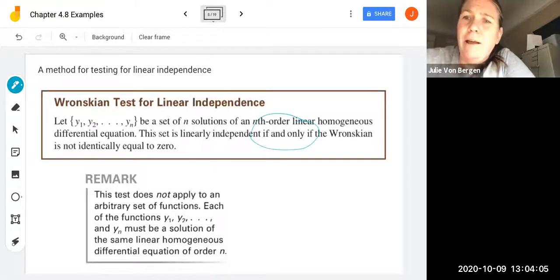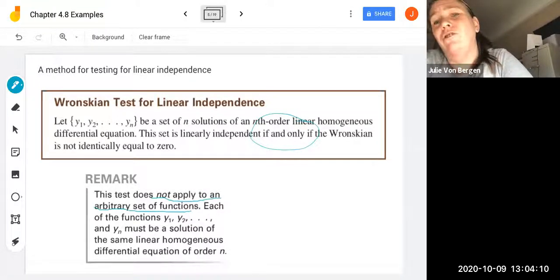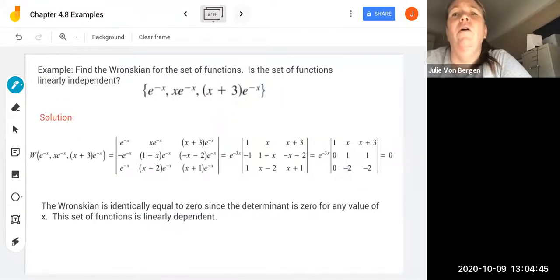And it's important to note that this test does not apply to an arbitrary set of functions. Each of the functions y1, y2 through yn must be solutions of the same linear homogeneous differential equation of order n. So you can't just pick out an arbitrary set of functions and use the Wronskian to check if they are linearly independent. The Wronskian is only a test for linear independence when the functions are all solutions to an nth order linear homogeneous differential equation. They have to be solutions of the same differential equation.